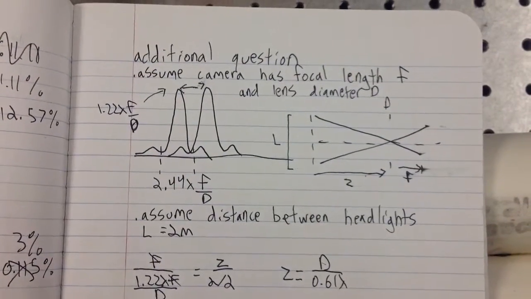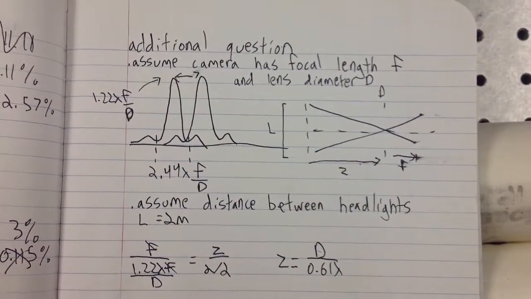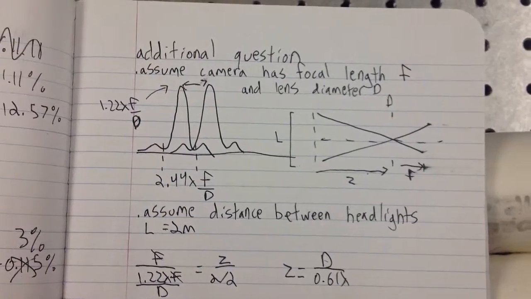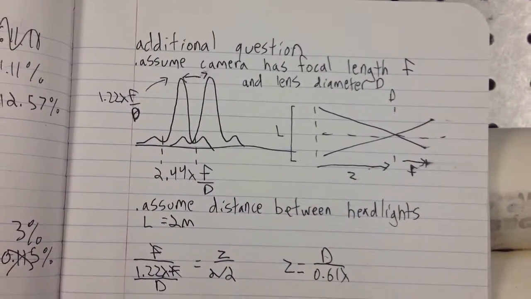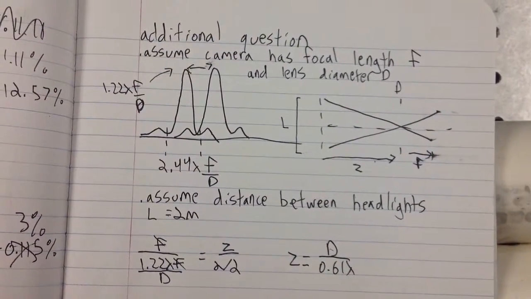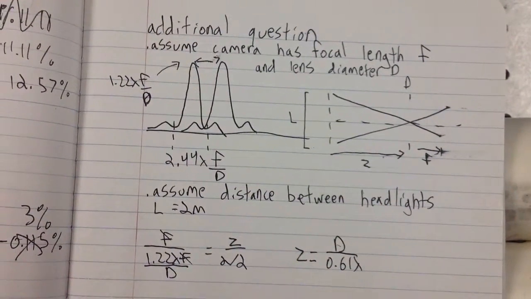To determine the resolution limit of two headlights, it was assumed that a camera has a focal length f and a lens diameter d. The minimum separation between the Airy spots of both headlights is 1.22 lambda f over d. Using similar triangles, it was found that the distance at which this resolution limit occurs is d over 0.61 lambda.